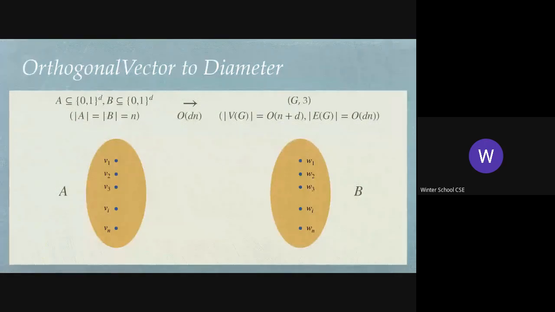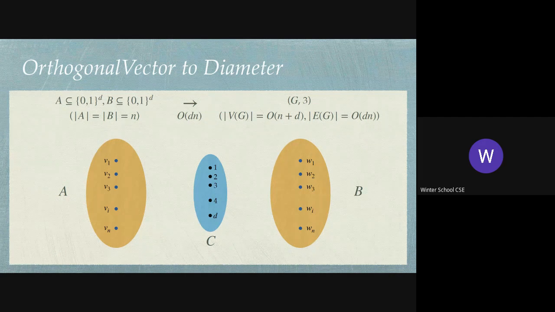What we will do in G is take our A from the orthogonal vector instance, and for every vector in A, we create a vertex in G. The same thing we do for B. So we have 2n vertices. Let's set some more vertices for the dimension: if d is the dimension, we will have d vertices in the middle.